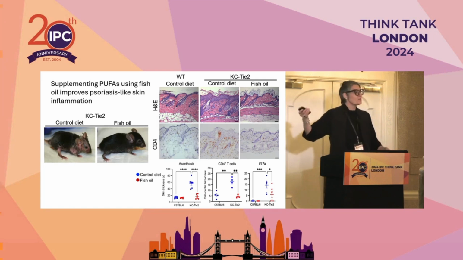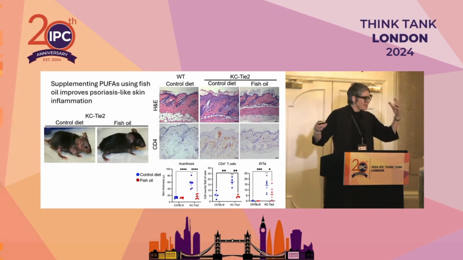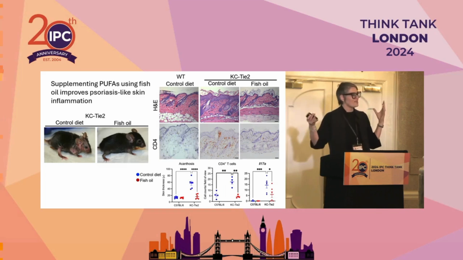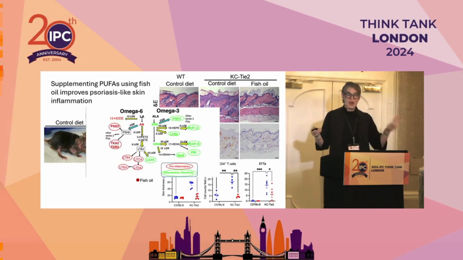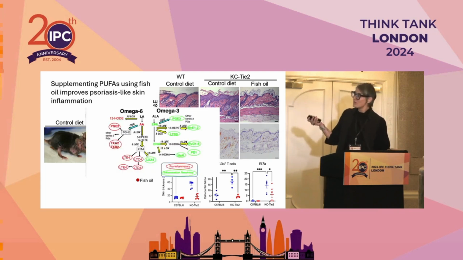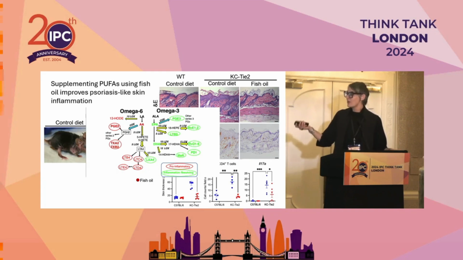So this sort of supports that data, combining the metabolic pathways and the single-cell RNA-seq with this hypothesis that supplementing PUFA signaling may improve the disease. Now, what's the mechanism? It's probably more likely that by supplementing omega-3 fatty acids, we are driving the metabolic pathways to an inflammation-resolving pathway rather than the omega-6 pathway that drives pro-inflammation.